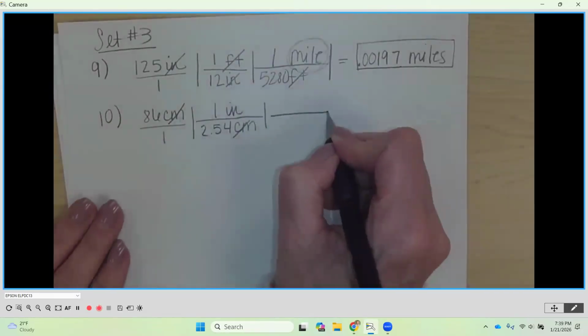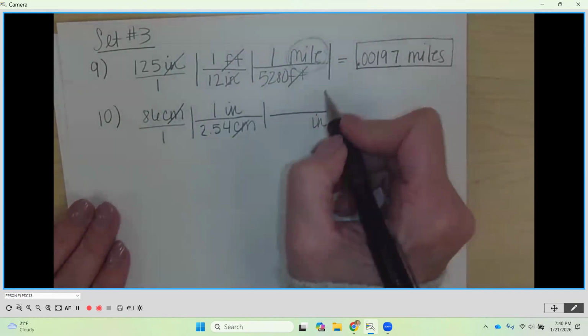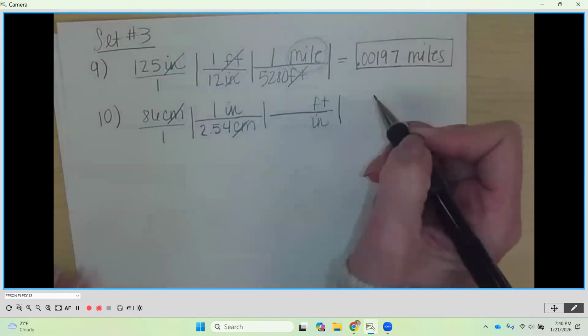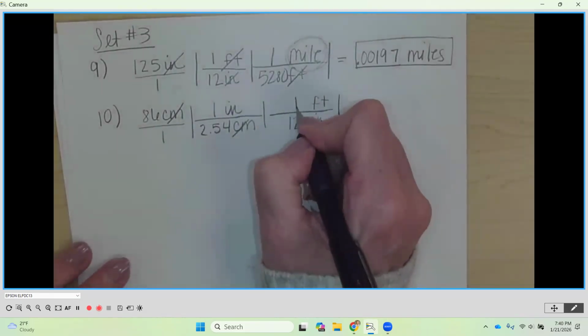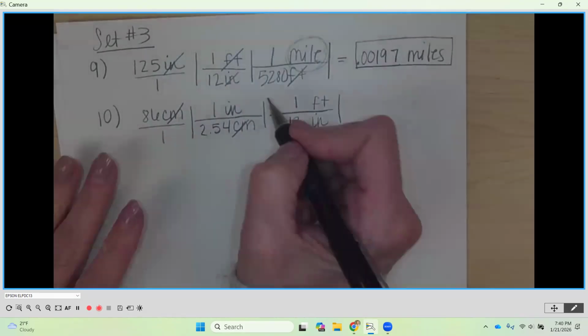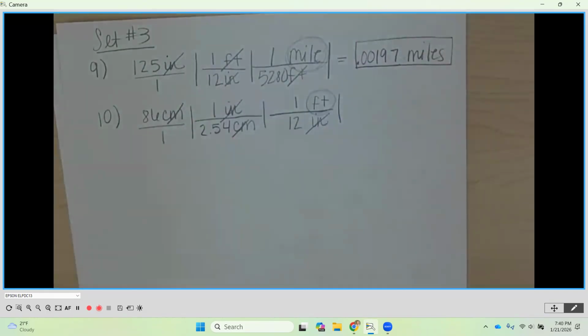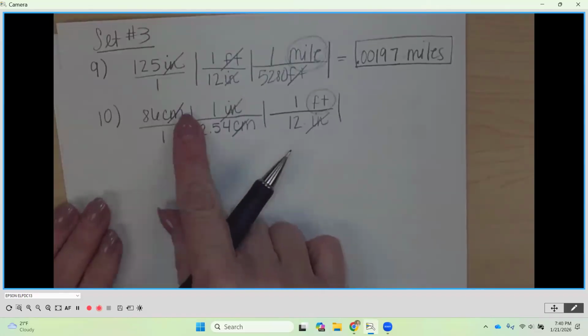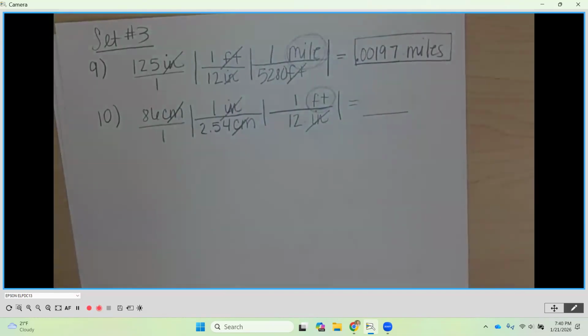Now if inches are on top, inches are going to go on the bottom over here. So that means my feet have to be up on top. How many inches are in a foot? 12, so 12 is going to go on the bottom. That means my inches are going to cancel. And now the only thing that's not canceled is feet, and it's in the numerator, which is exactly where I want it to be because this is a whole number. So now I'm going to multiply across the top, divide by the bottom, and I'm going to get my answer in feet. So 86 divided by 2.54 divided by 12.